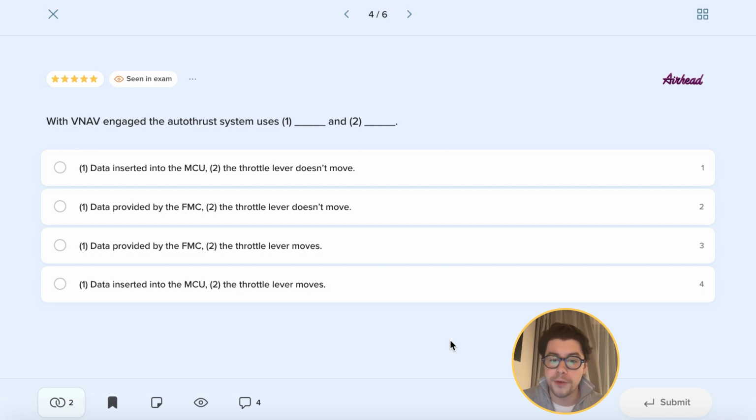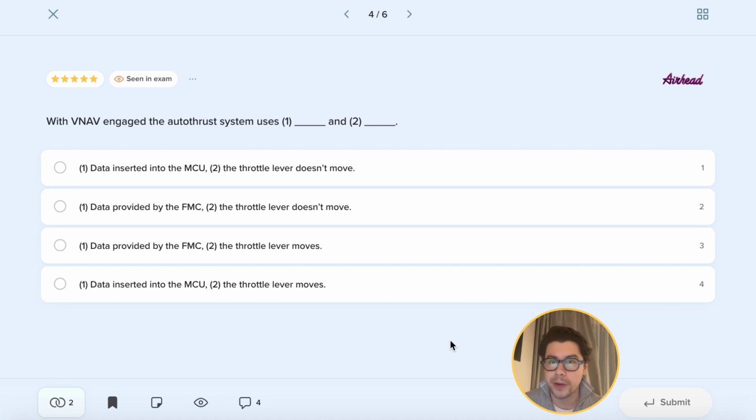So now for question number 4: with VNAV engaged, the autothrust system uses, and what happens to the throttle levers? So the VNAV system is actually referring here to a Boeing system. VNAV and LNAV are terms coined by Boeing and used in the autoflight system by Boeing. In the Airbus, we do not really have VNAV and LNAV. We would refer to something called managed mode. So we will have a managed climb or managed descent, not necessarily VNAV.